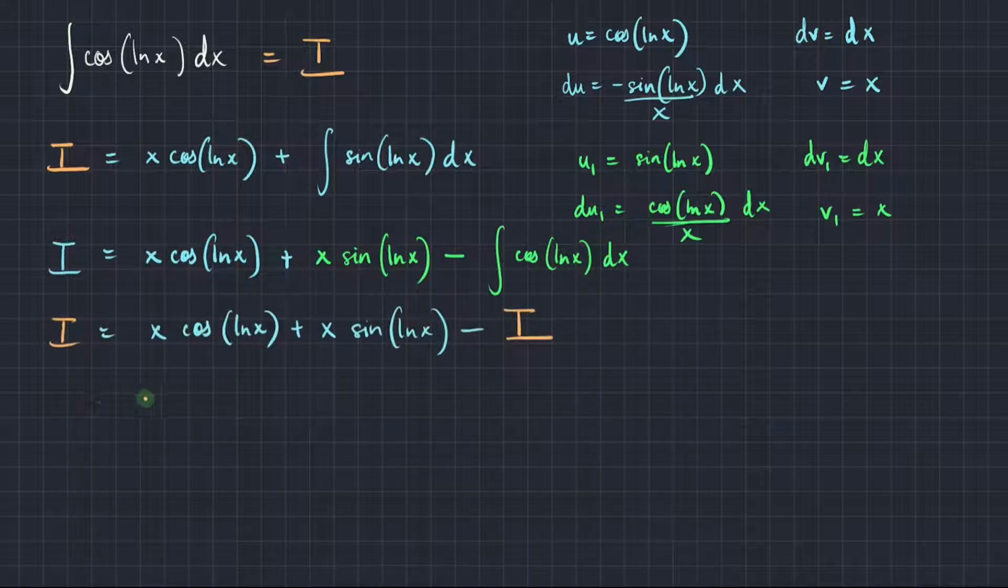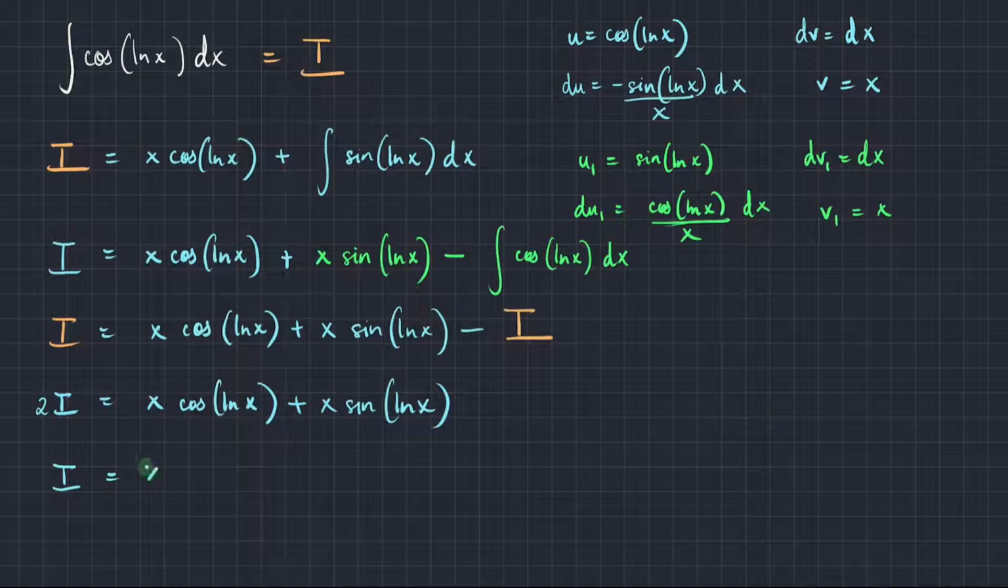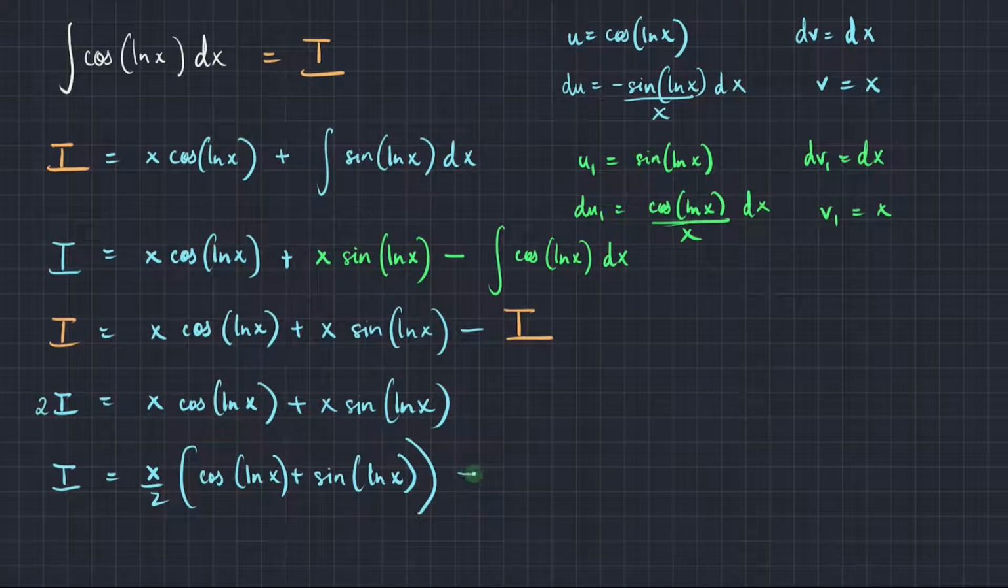Again, adding I to both sides, we should get 2I equals x cosine ln x plus x sine ln x. Factoring and dividing by 2, we should get I equals x over 2 times cosine of ln x plus sine of ln x. And let's not forget plus C.